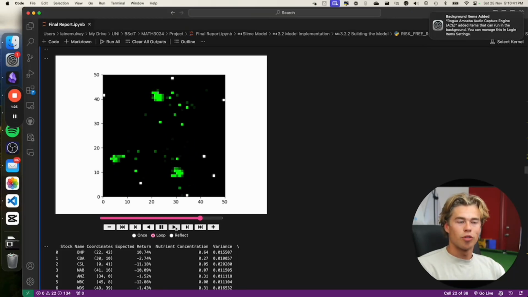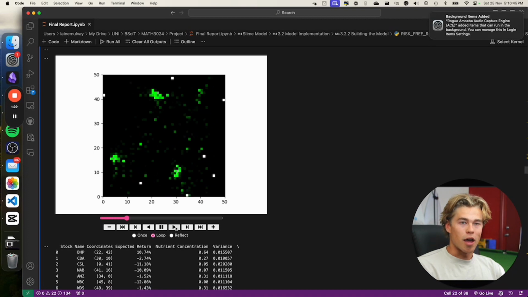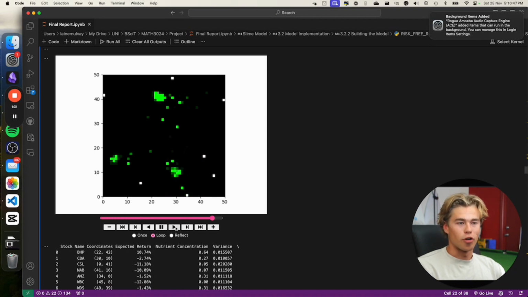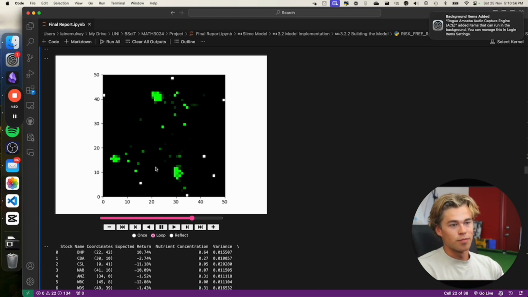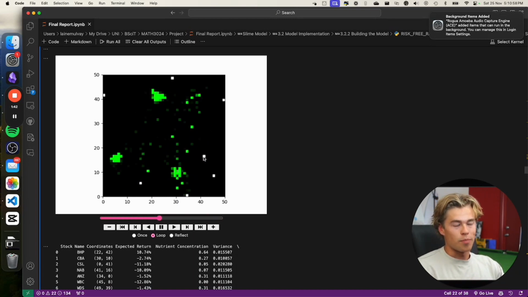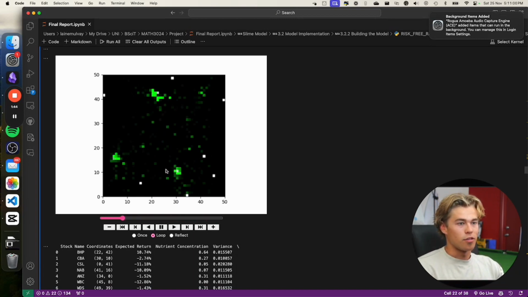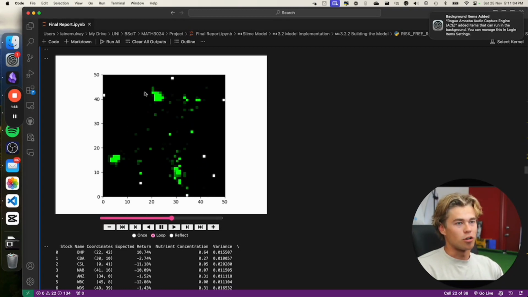This is a model that I made to emulate intelligent slime and apply it to the problem of portfolio optimization. I did it for a mathematics unit at university, and I wanted to combine my passion for finance with my passion for maths. So in this, the white pixels are stocks and the green stuff is slime, and you can see the slime congregates around stocks that it chooses.